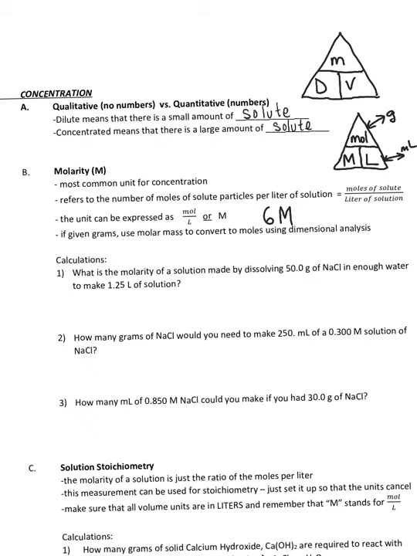So let's look at our first sample problem. What is the molarity of a solution made by dissolving 50.0 grams of NaCl in enough water to make 1.25 liters of solution? First thing I'm going to do real quick is tell you that I'm going to shortcut and we're going to do the molar mass of NaCl real quick. And I believe it is 58.44 grams per mole.